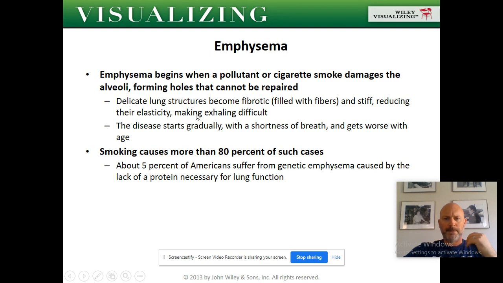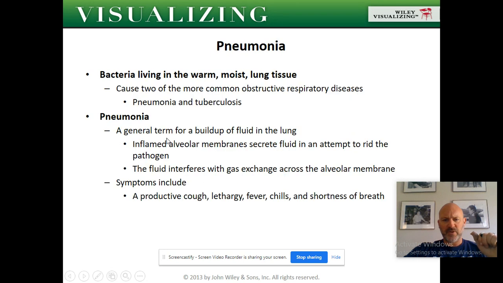All right. Emphysema could cause holes in the alveoli. These alveoli, which are supposed to be thin, elastic structures, are becoming fibrotic, stiff, as they lose elasticity. All right. This usually starts gradually, and you will experience shortness of breath, but increases with age, and it is irreversible. Smoking is the major cause of this.